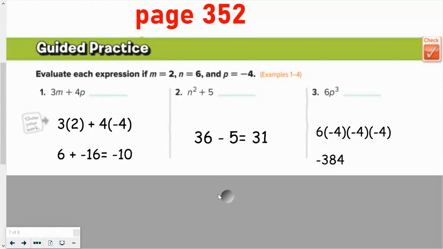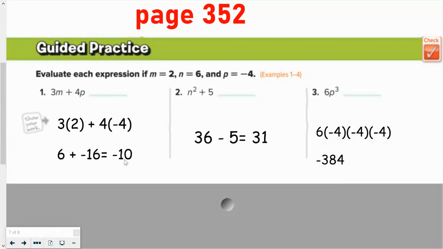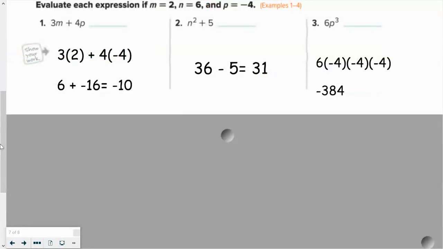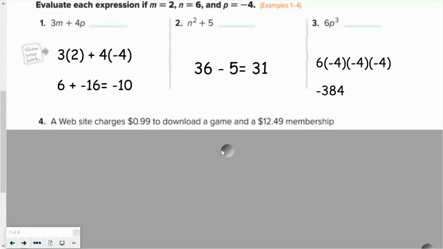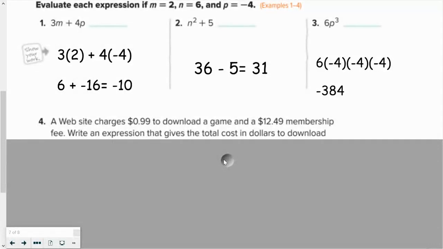All right, so for these, I got negative 10, then I got 31. At 3, I got a negative 384. Okay, these I did kind of show my work a little bit so that at least you could hopefully see, if you didn't do something right, what mistake you made. Now if you didn't pause it to do number 4, pause it. You're going to come up with an expression.